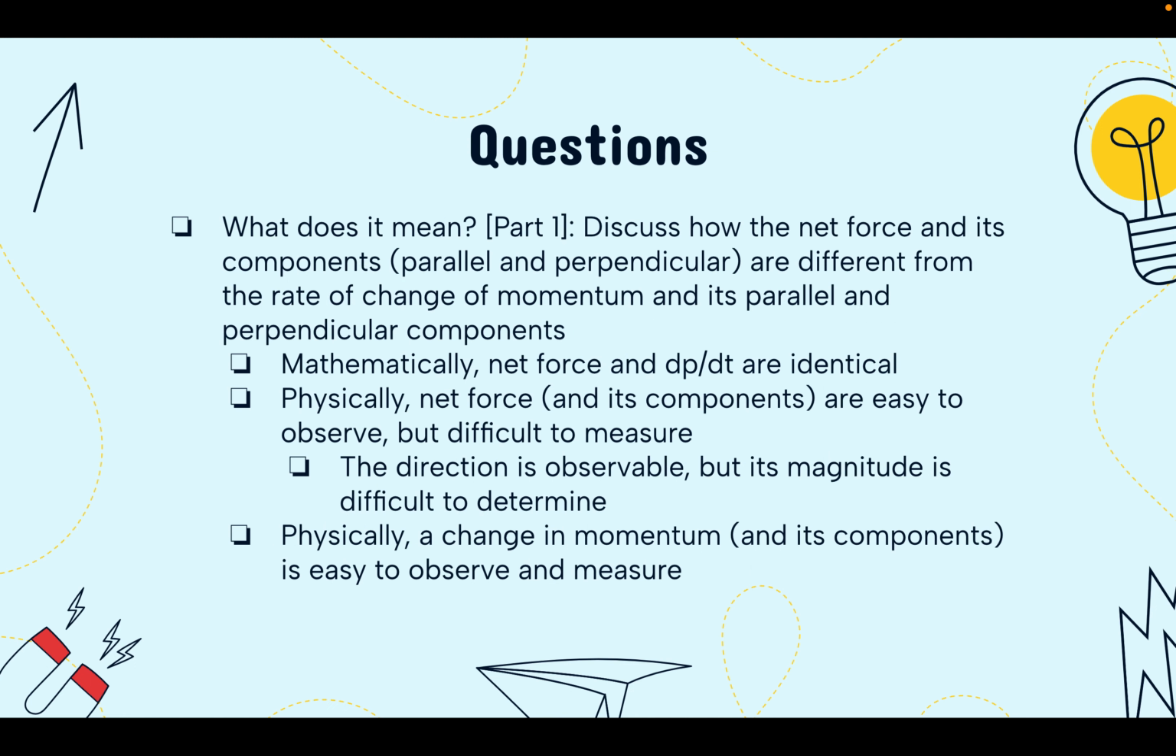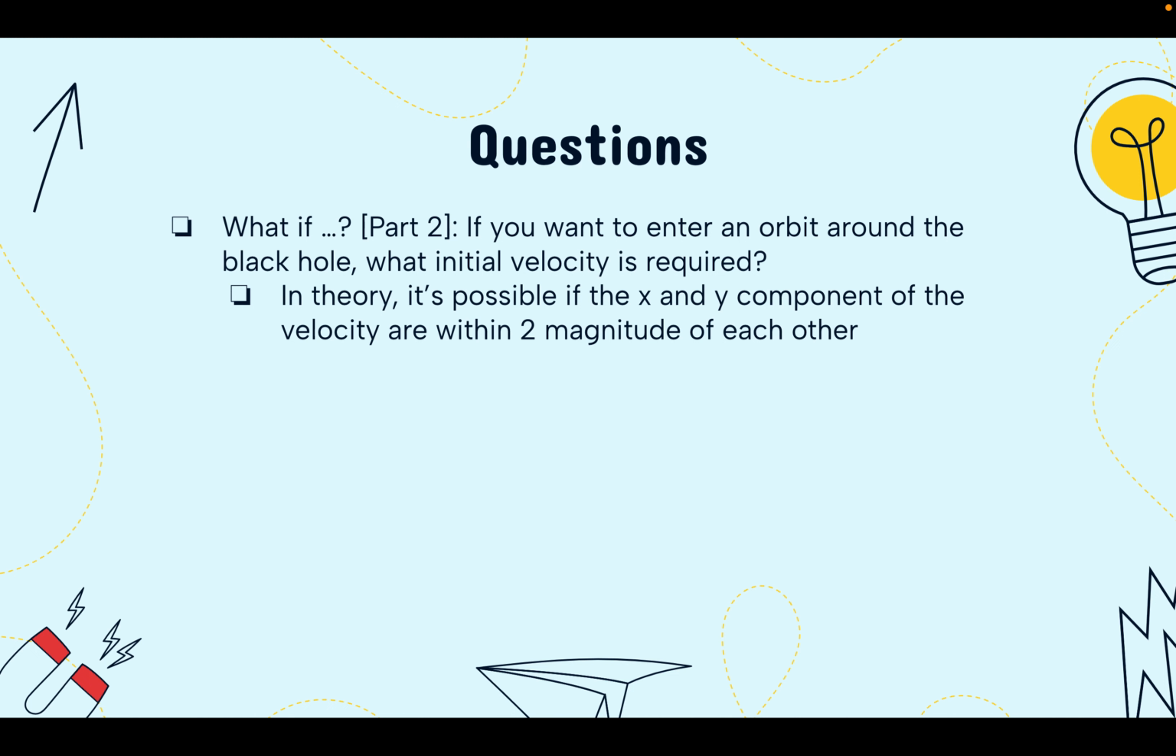Questions for part one. Mathematically, the net force and dp/dt are identical, but physically, net force is easy to observe but difficult to measure. The direction is observable, but the magnitude is difficult to determine. The change of momentum is easily observed and measured, just because it's mass and velocity. For part two, in theory, you can find it if the x and y components of the velocity are within 2 magnitudes of each other, but I personally could not find it.